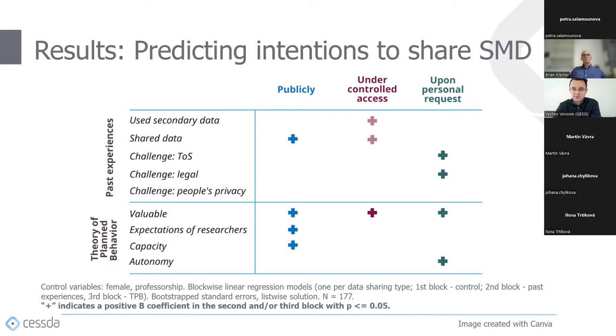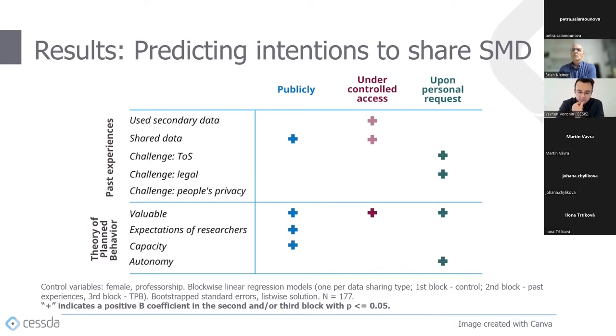However, when you go to the model with the dependent variable intentions to share under controlled access, sharing data in the past was also a significant positive predictor, as well as whether they reused data, used secondary data in the past. Also in the next step, adding components of the theory of planned behavior, we can see that while expectations of other researchers and own capacity were significant in the first model, in the second model, for the controlled access, this was not the case. However, the perception of sharing as valuable was a significant predictor here.